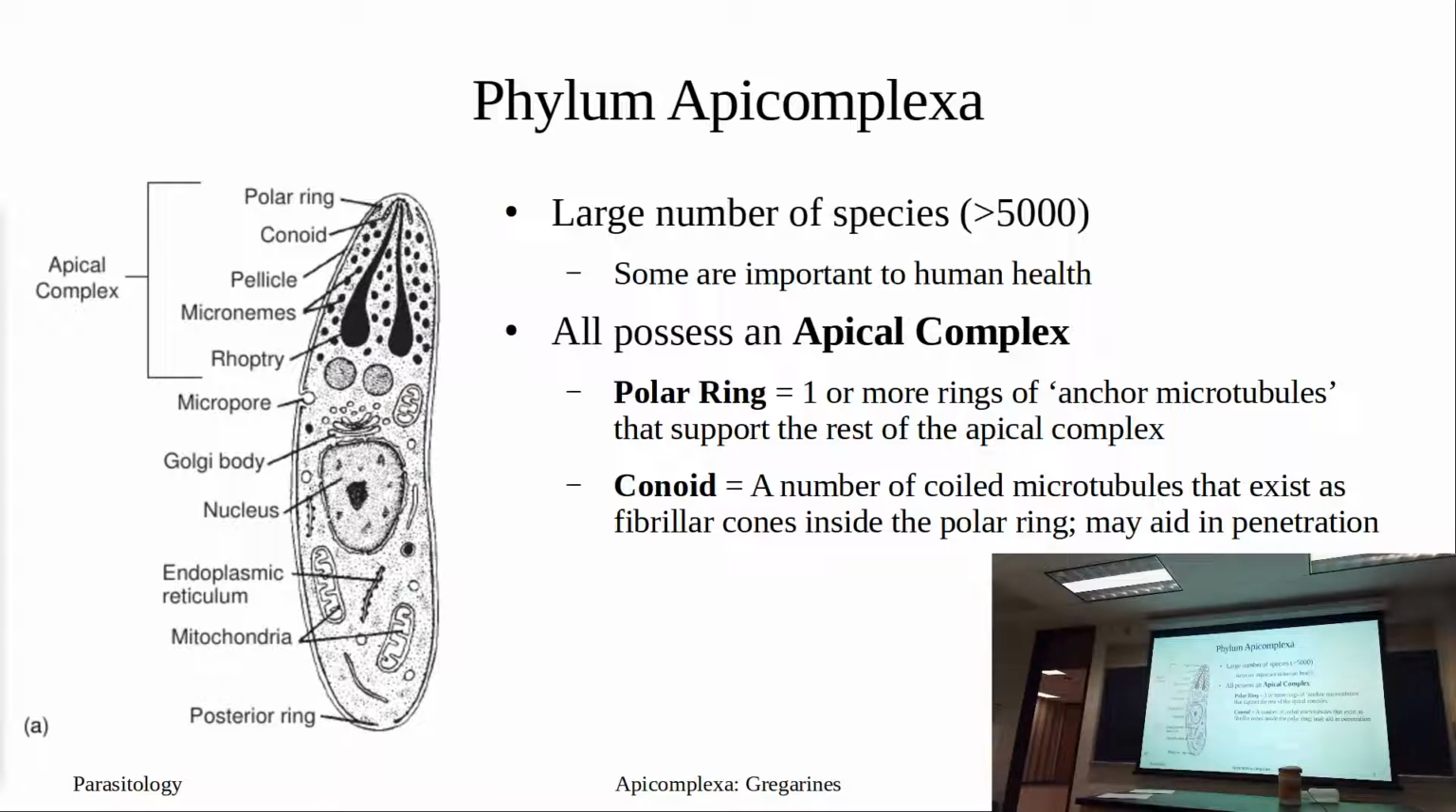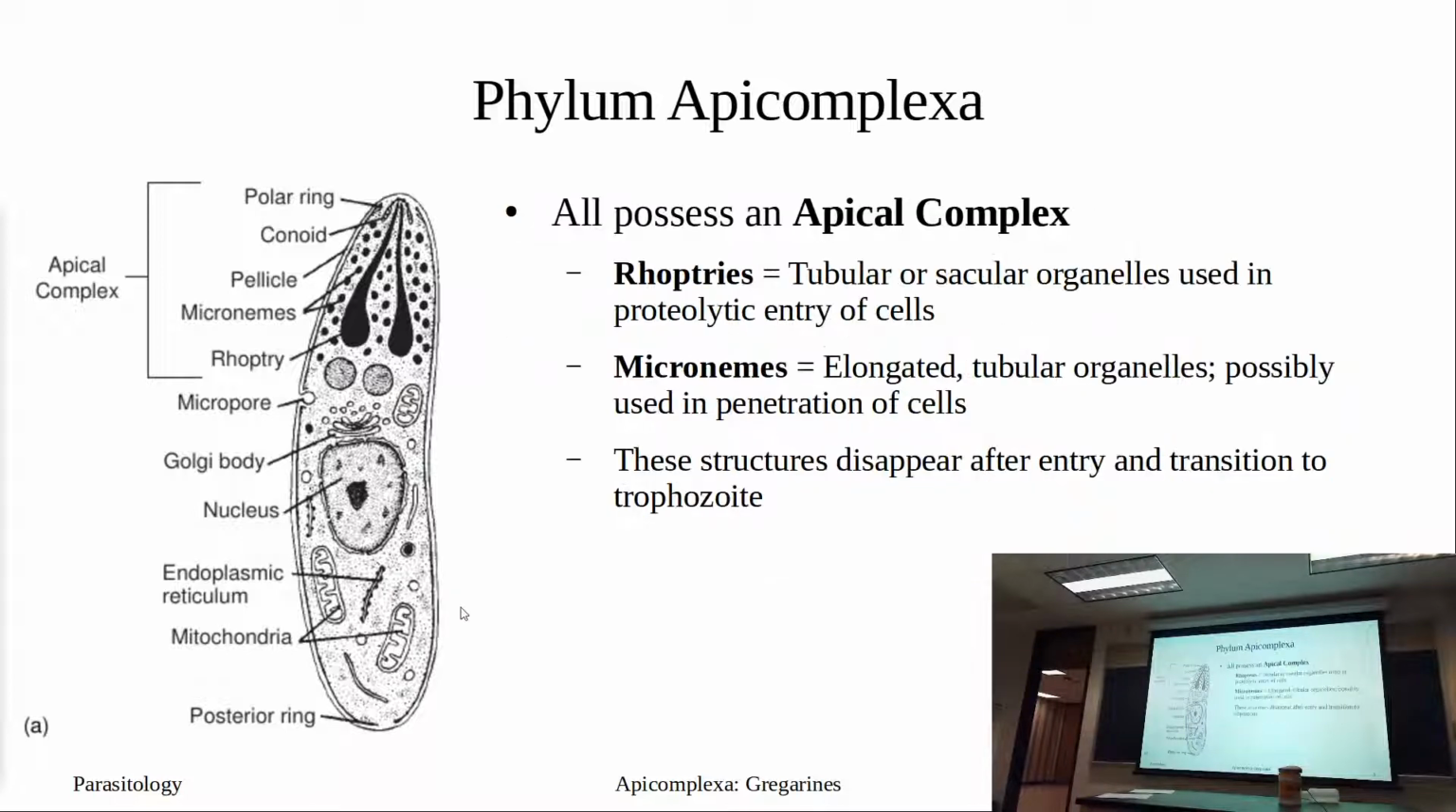Ready? Polar ring, conoids, and then we have rhoptries. These are here in our figure. Rhoptries are tubular sacs used in proteolytic entry. So tubes, sacs, it's all about proteolytic entry. They're going to secrete some substance that aids in the penetration of our cell membrane. And then the micronemes are elongated tubular organelles, possibly used in the penetration of cells. So the micronemes are these black things that are scattered throughout.